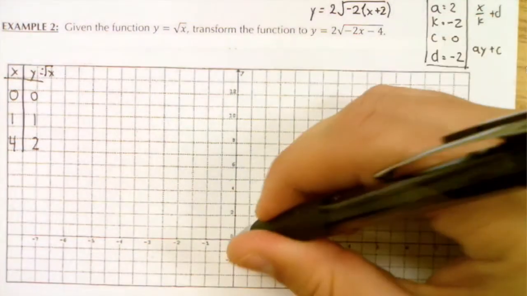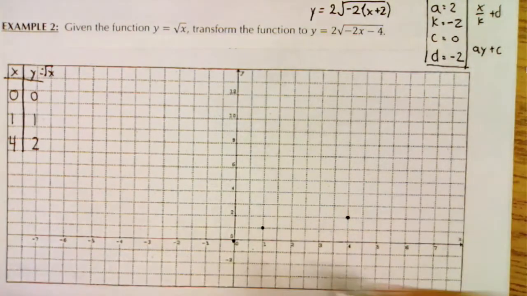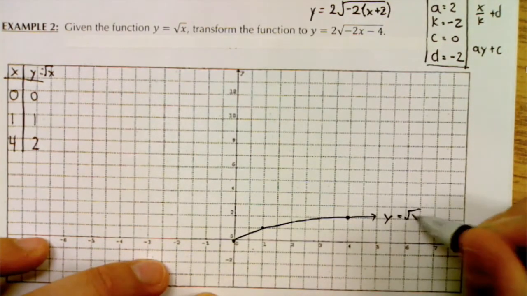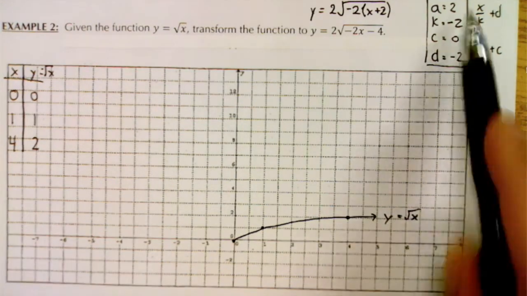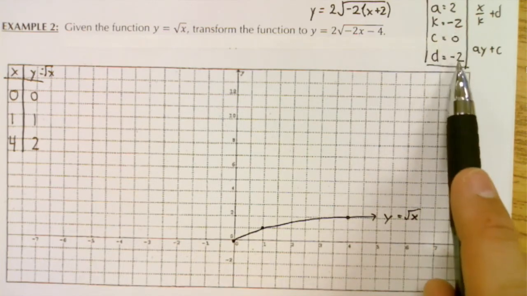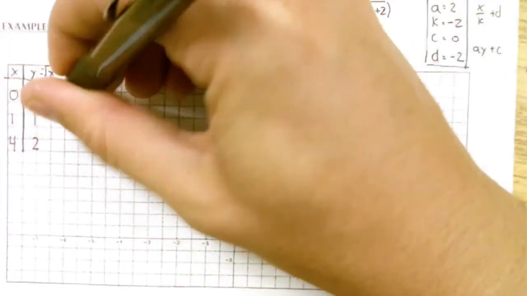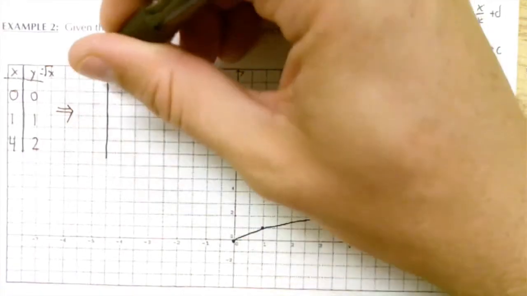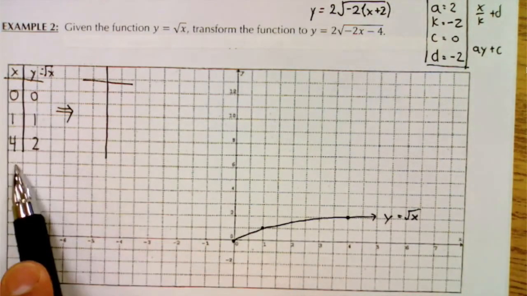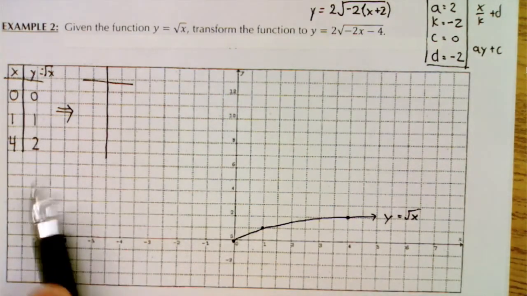So let's graph those really quickly. 0, 0, 1, 1, 4, 2. So we got those 3 points. And that's y equals the square root of x. Now, instead of vertically stretching by 2, compressing horizontally by 2, reflecting horizontally, and shifting 2 to the left, we can just use mapping notation. We take our original table, and we do x divided by k plus d for all of our x's, and ay plus c for all of our y's.